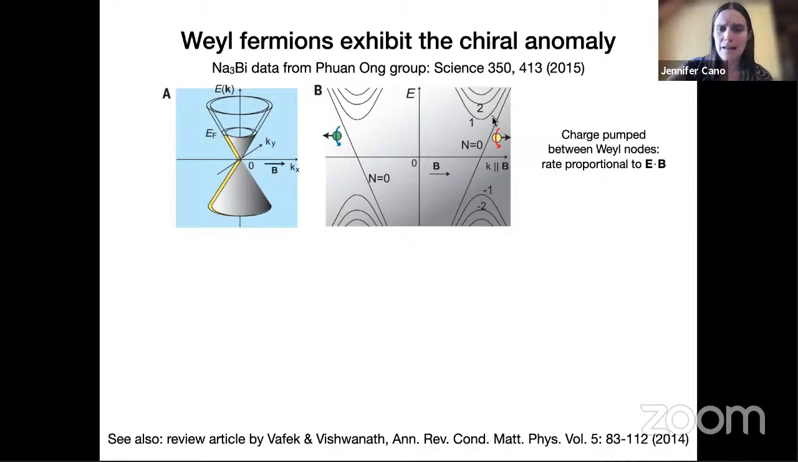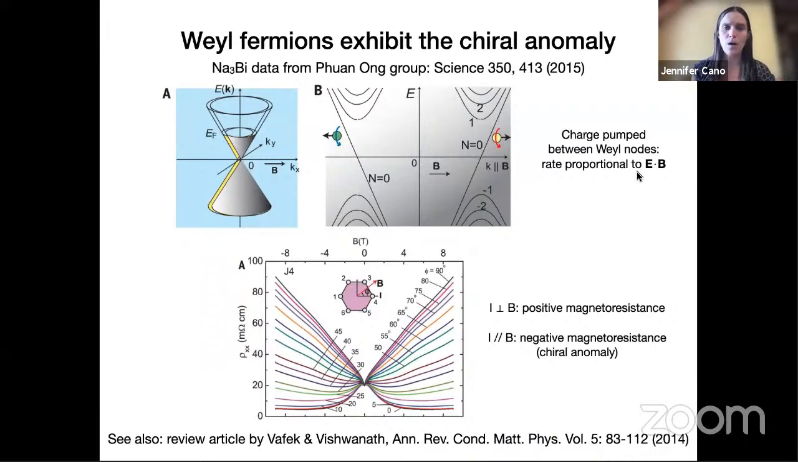Now, if we apply an electric field, what happens is that an electric field will change the occupation of these chiral Landau levels because they cross zero energy. And so these levels must connect somewhere deep down below the Fermi level. And if we apply an electric field parallel to the magnetic field, electrons will be pumped from the left moving type to the right moving type. And so there's a charge pumping between the left and right Weyl fermions, and you can compute the rate of this, and it goes like E dot B.